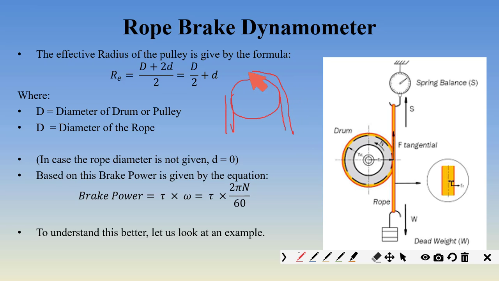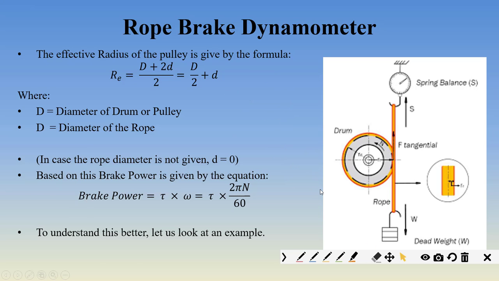This is the rope which you have put on the pulley. So what is the total diameter? The total diameter is the diameter of the pulley plus 2 times the diameter of the rope. That is the total diameter. And if this is the total diameter, then what is the radius? Radius is total diameter divided by 2. Okay, so you got it.